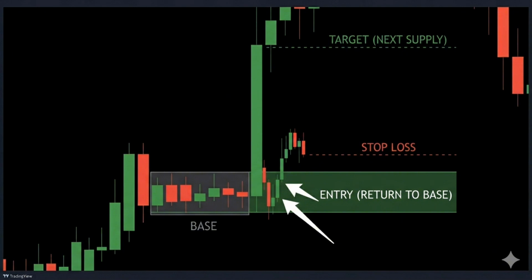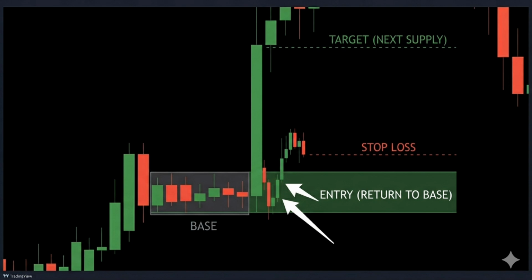The more violent the leg out is, the stronger the zone. If the price slowly drifts away, the zone is weak. But if it teleports away from the base, you've found a high-interest area for big institutions. Trading strategy. The return to base.